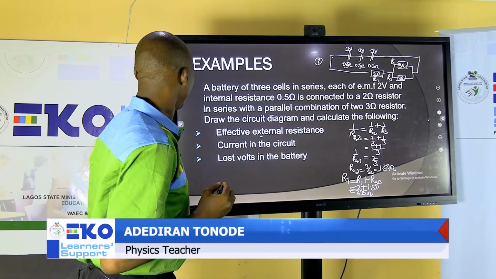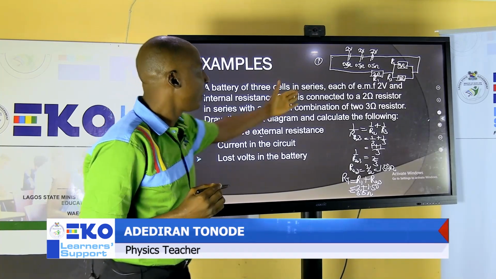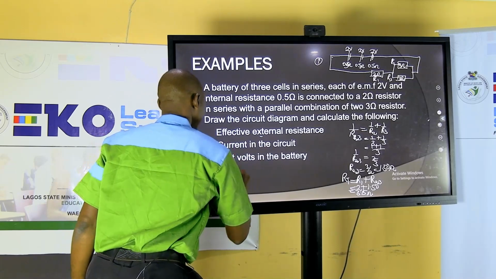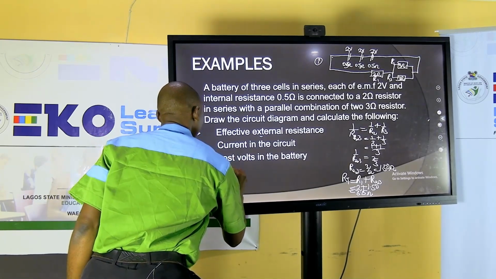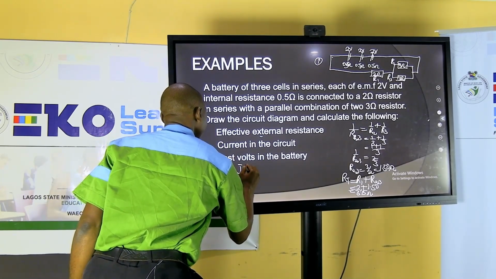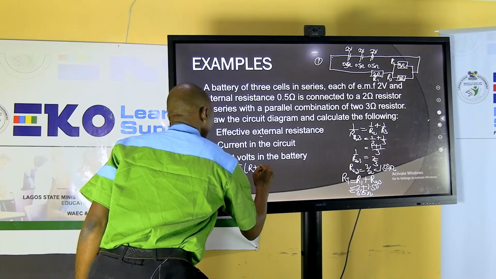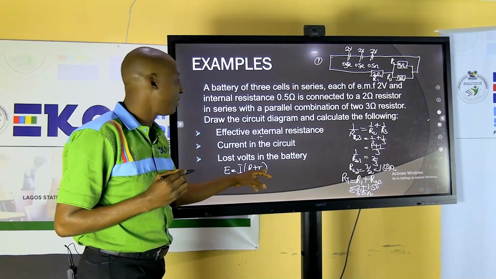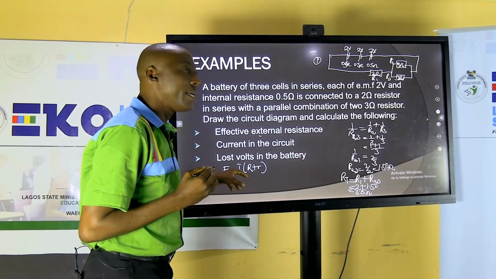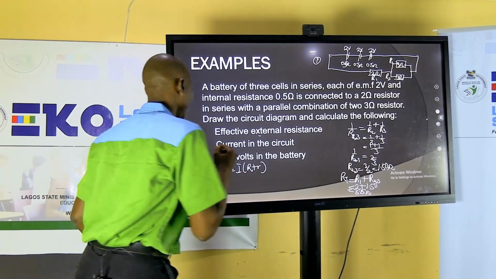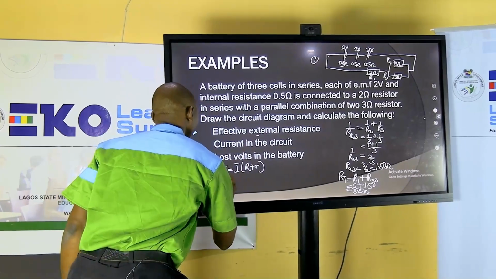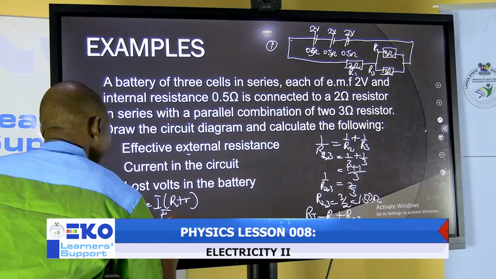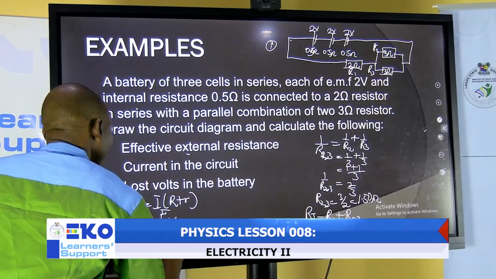Then the next, current in the circuit. If you read, it involves EMF. So for that, E equals I into big R plus small r, where big R is the external resistance, small r is the internal resistance, I is the current and E is the EMF. So we are looking for current. I'll make I the subject of the formula: I equals E over big R plus small r.